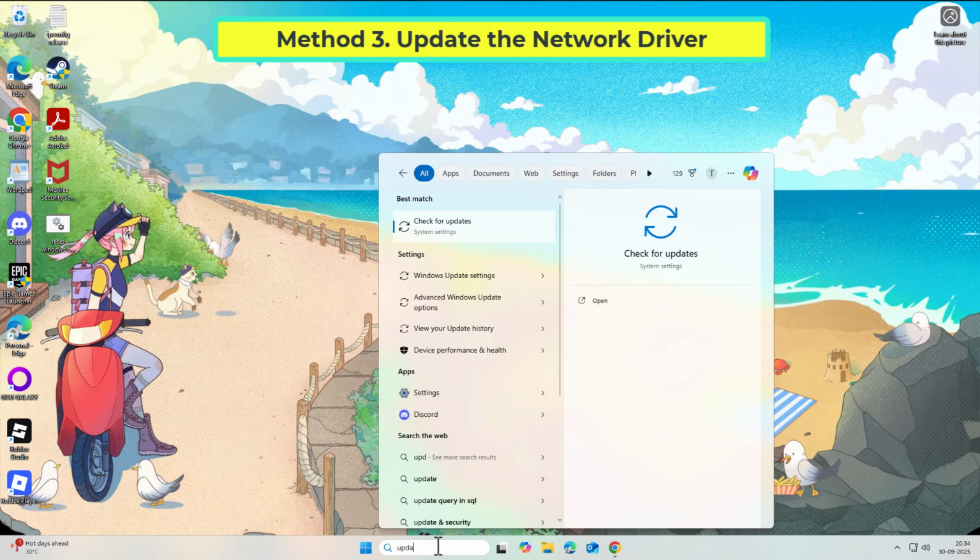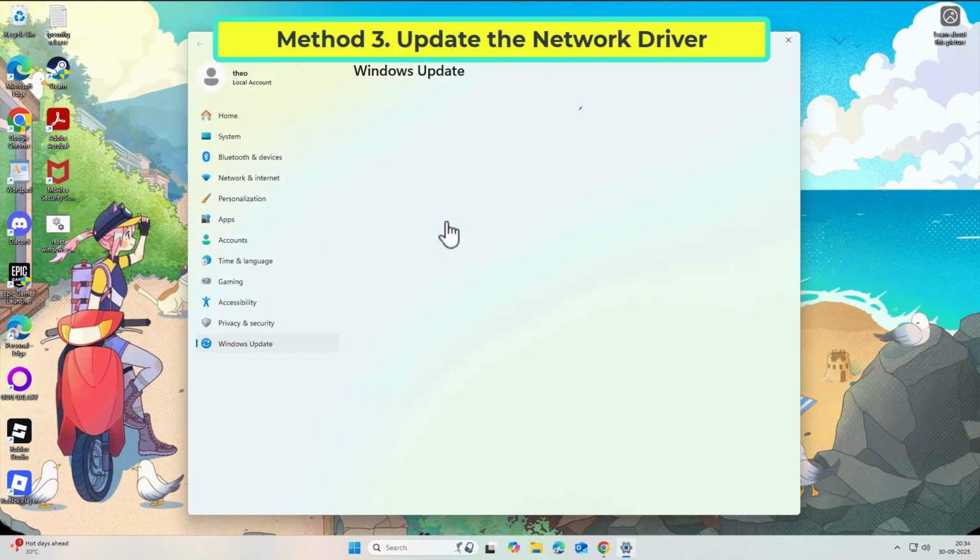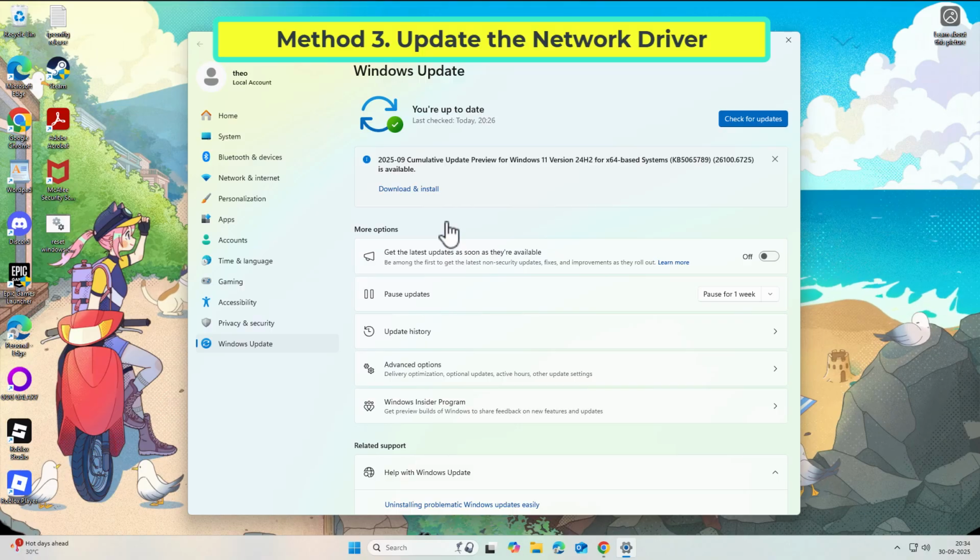Method 3. Update the network driver. An outdated or defective network adapter driver is one of the most common reasons behind network crashes. If this is the case, updating your network drivers can resolve the issue.